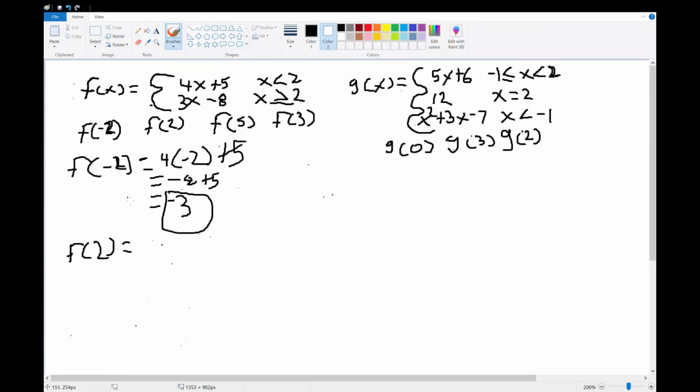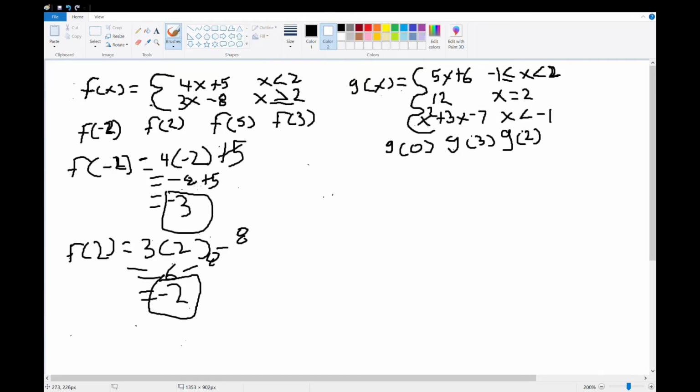And when we do so, we need to plug in 2 for x. So it's going to be 3 times 2 minus 8. 3 times 2 is 6, and 6 minus 8 is negative 2. And that's the answer for f of 2.